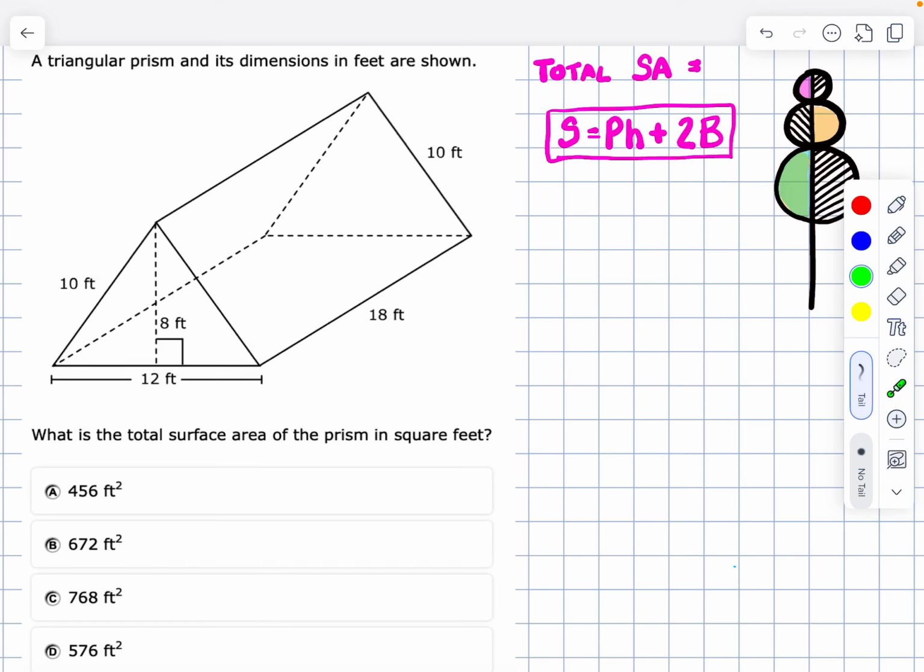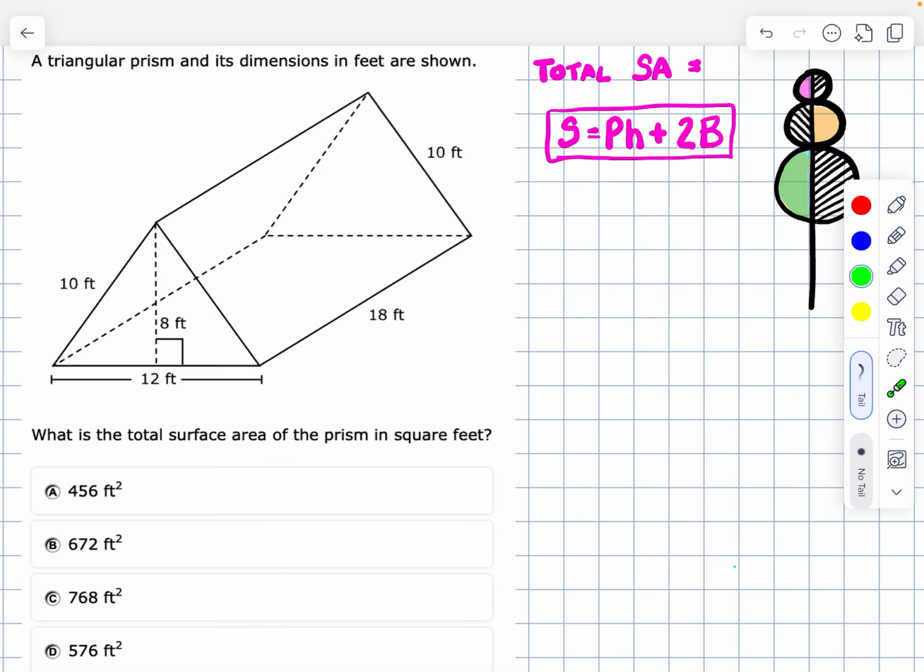All right, let's read through this one. A triangular prism and its dimensions in feet are shown. What is the total surface area of the prism in square feet? So, first of all, looking at the answers, these are all in square feet or feet squared. Feet squared is the same thing as square feet. And we want the total surface area.